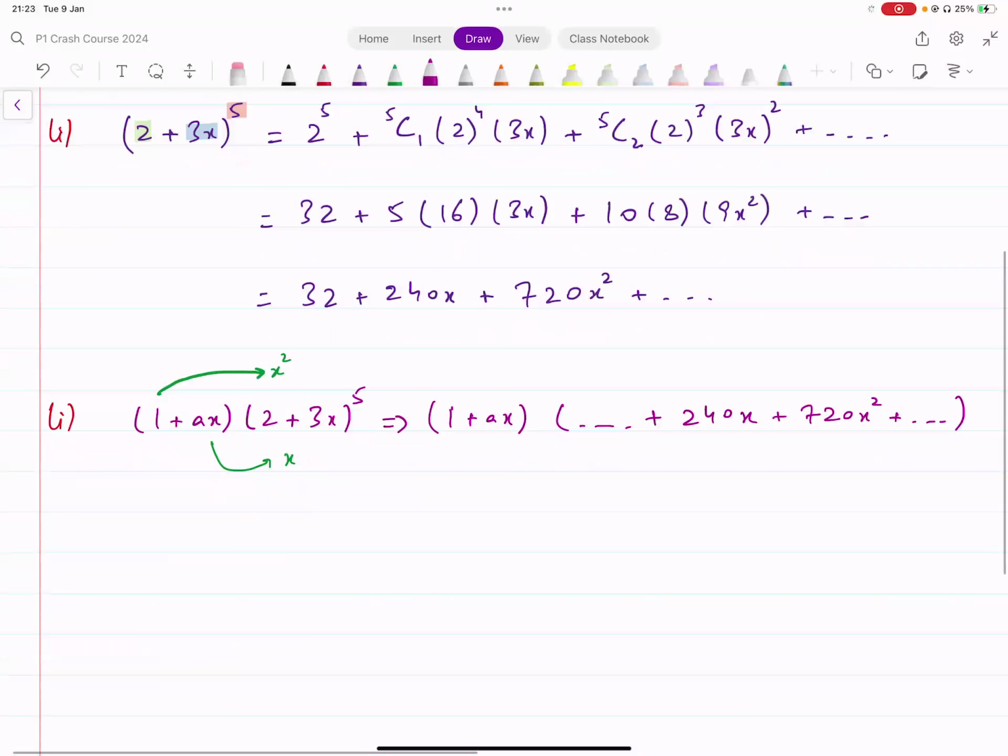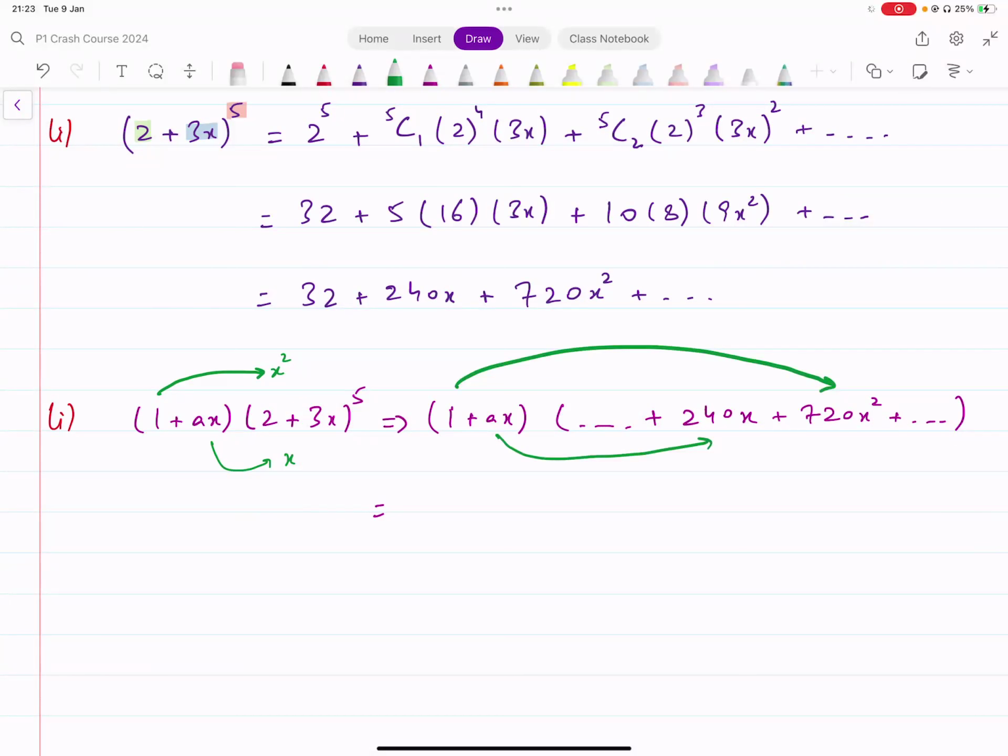How do we get x squared now? Again, we can ignore everything else. Just focus on x squared. How can we get x squared? 1 will need to be multiplied with this. Ax will need to be multiplied with this, right? Constant will need to be multiplied with x squared, and x will need to be multiplied with x if we want x squared as the final result. So we have 1 into 720x squared plus ax into 240x. Let's simplify this. This gives us 720x squared plus 240ax squared.